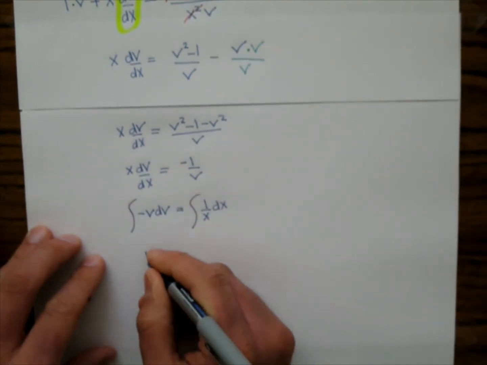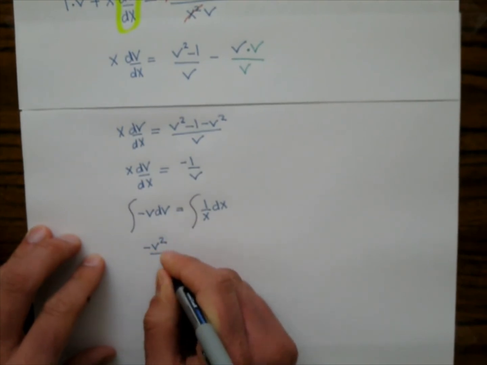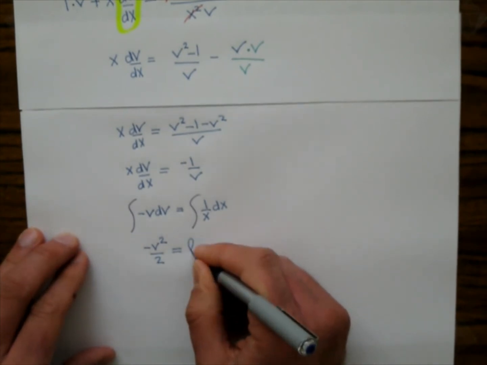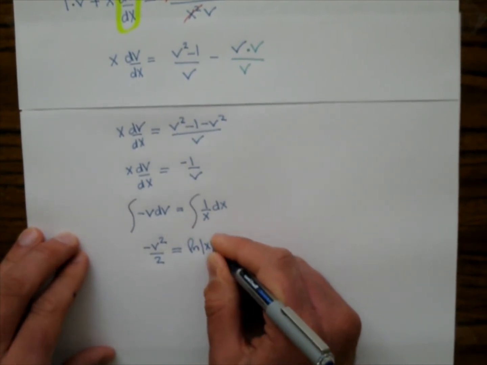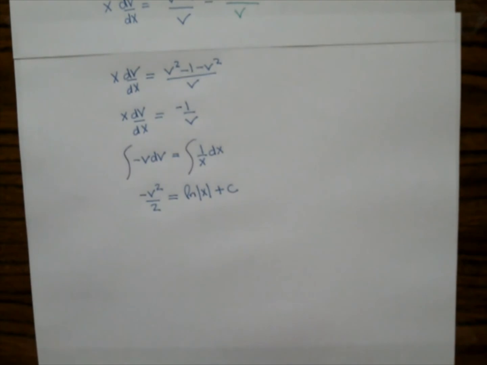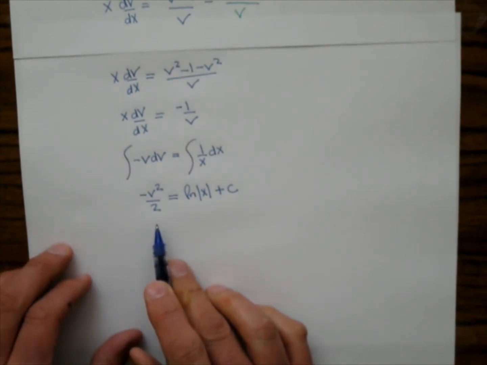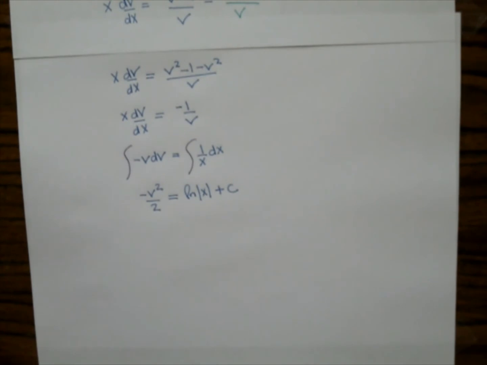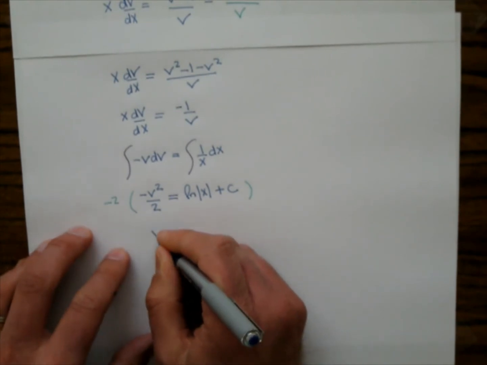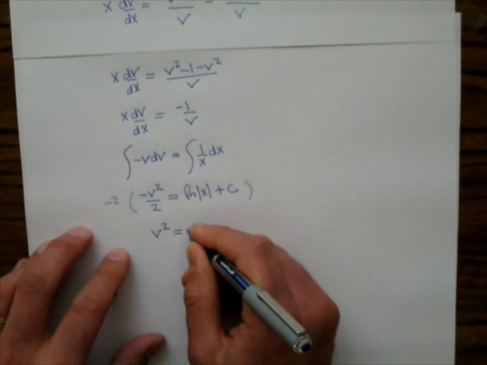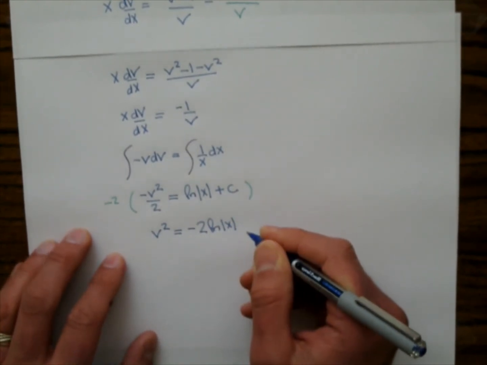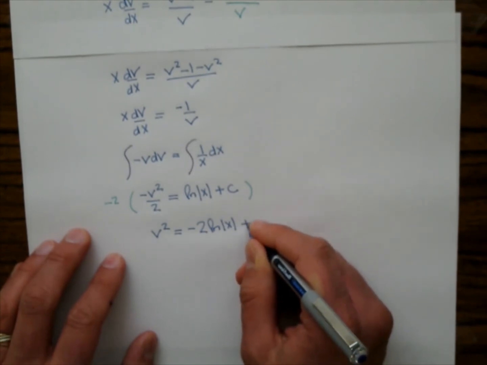The integral of negative v is negative v squared over 2. I'm going to put the plus c on the right hand side. And then this one's going to be ln absolute value of x plus c. Okay, so now I'm going to multiply both sides by negative 2. We'll put that right here. And I'll end up getting v squared equals negative 2 ln absolute value x minus 2c, which happens to be a constant, c.